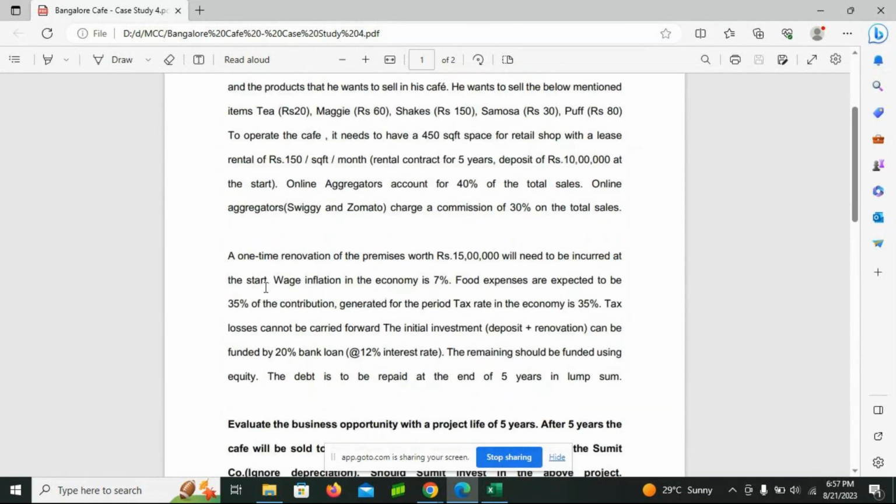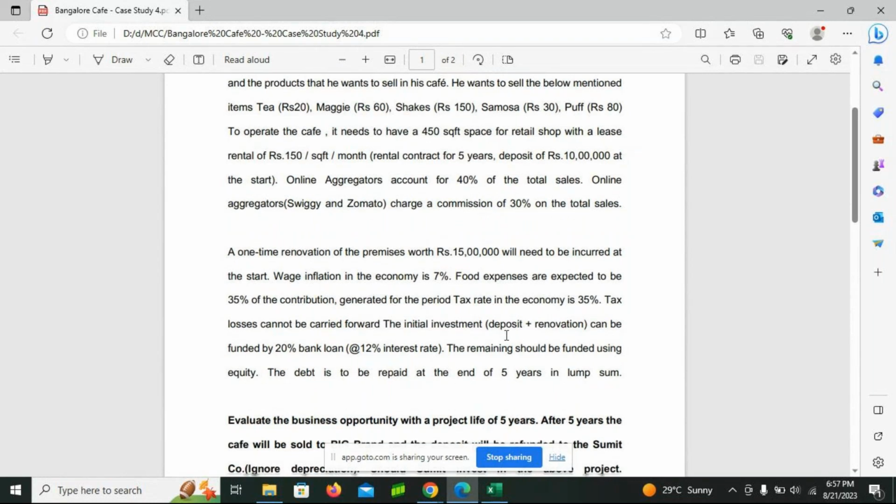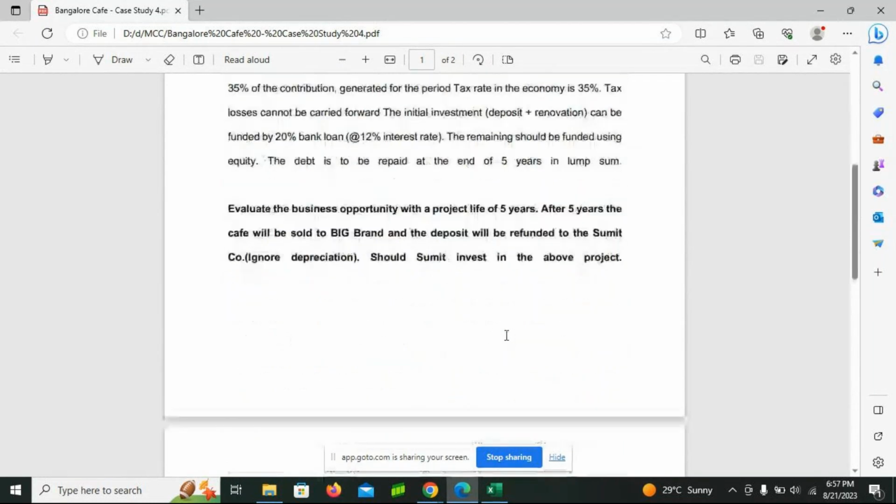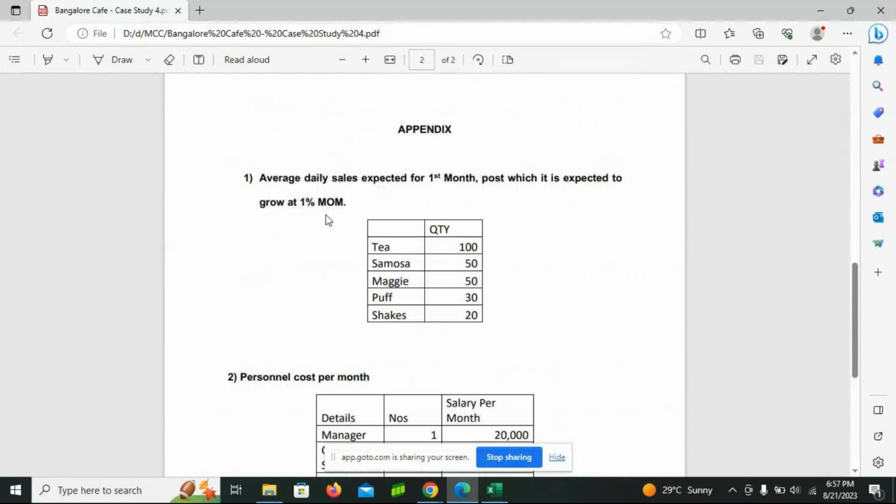Once again, guys, the question is incomplete. So here let's understand. 1% per month means for 12 months, 12% has to be increased. Understand the logic. Average daily sales expected per month is 1%. So for 12 months, 12% has to be increased. Sales expected to increase is 12%.